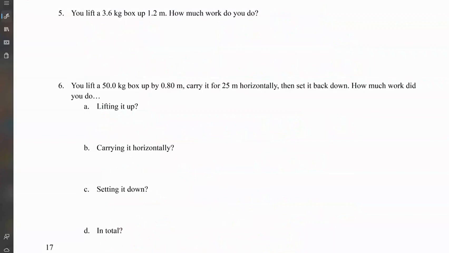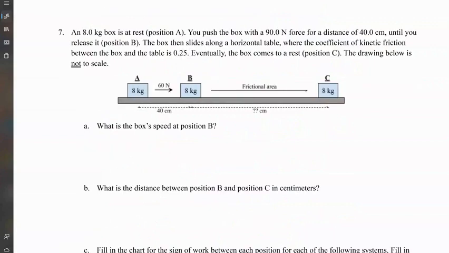All right, one more page for you here. Okay, 8 kilogram box at rest, position A. We push the box with 90 Newton force for a distance of 40 centimeters until we release it, the box then slides. Oh, I apologize. The picture says 60. The problem says 90. I'm going to trust the problem here. Problem says 90, so we're going to go with the problem's number.